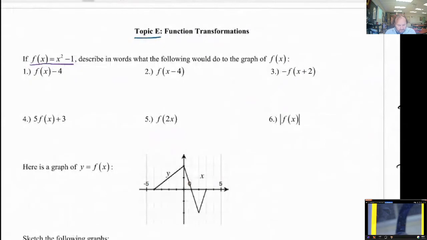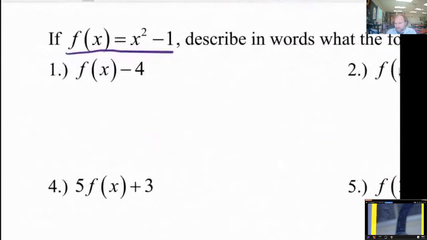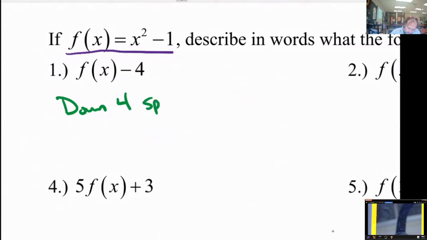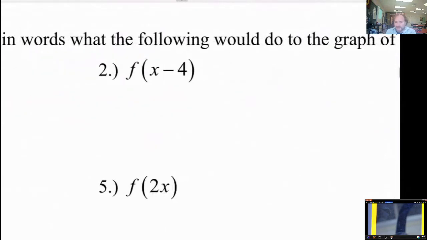So all we have to do in these first 6 problems is describe with words what's going to happen to the graph of f of x. We don't actually need to graph it. In fact, the x squared minus 1 here is a complete dummy. It could be any graph. But if you took f of x and you subtracted 4 from it, the graph would move down 4 spaces. You take all the outputs from x squared minus 1 and subtract 4 more from them, moving the entire graph down 4 spaces. What about f of x minus 4?